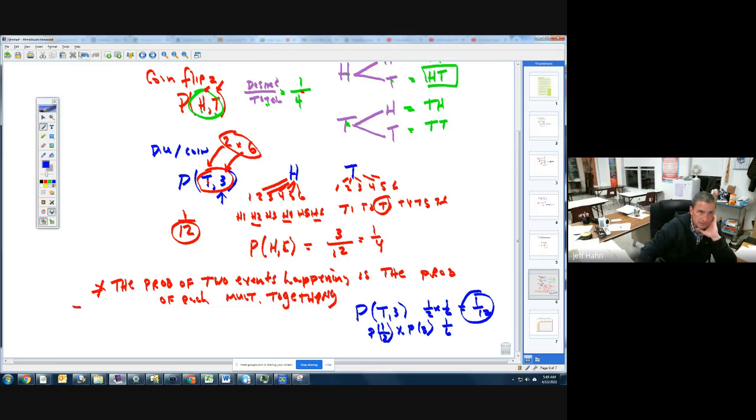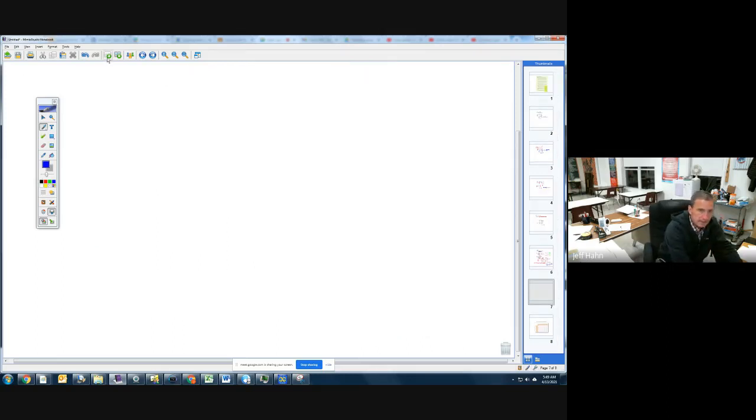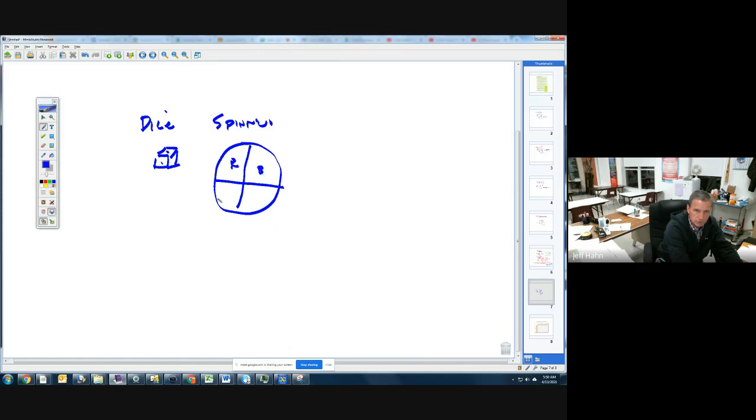Okay, another example. Let's say I'm rolling a dice. Here's my little dice. I'm not real good at drawing these things yet, but let's say that's 1, 2, whatever, 3. And I have a spinner, and my spinner is cut into 4 pieces. And they are, I don't know, red, blue, green, and yellow. And I wanted you to tell me the probability of rolling a 6 and then spinning a yellow.